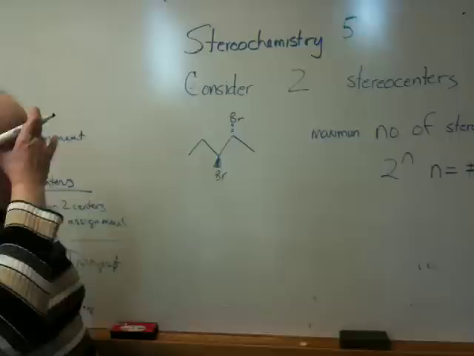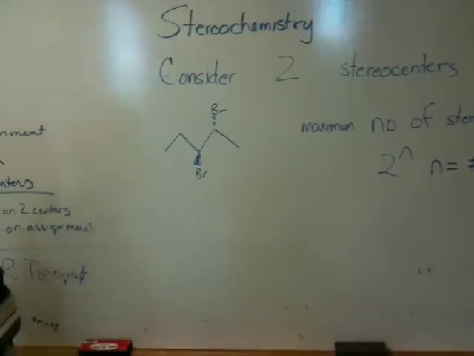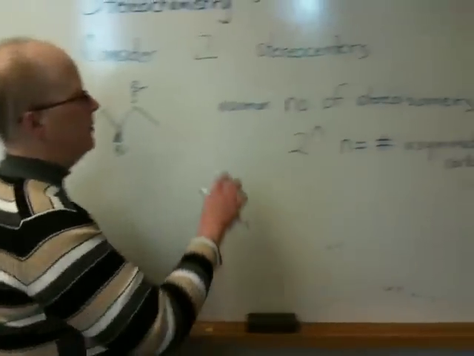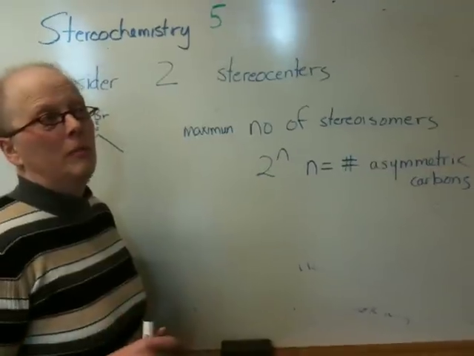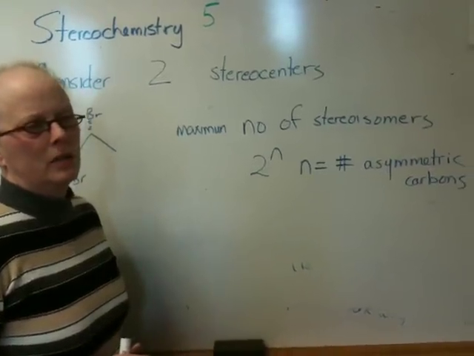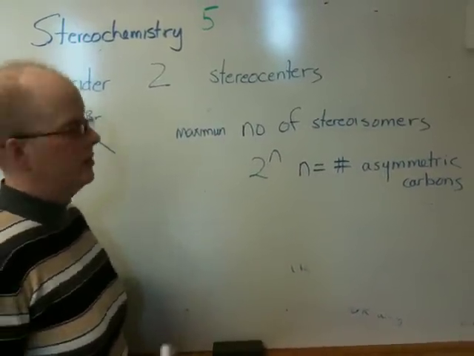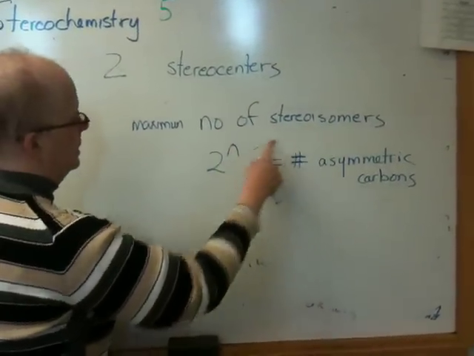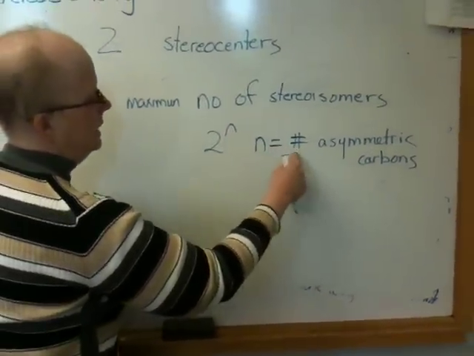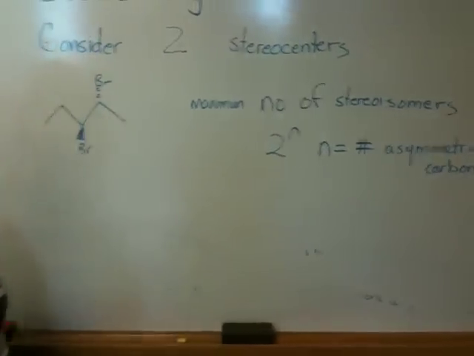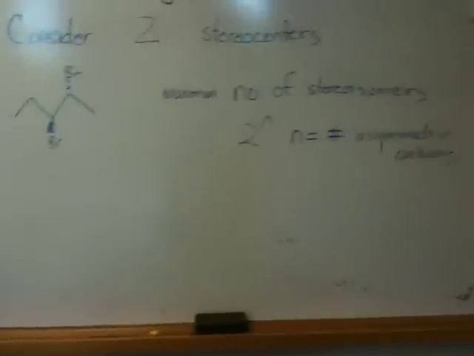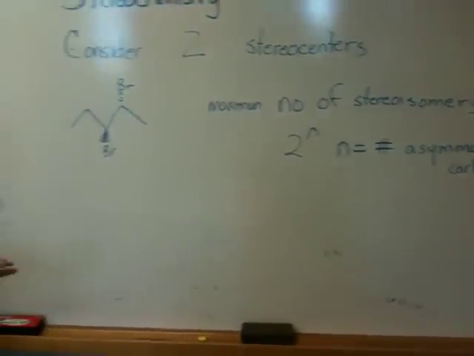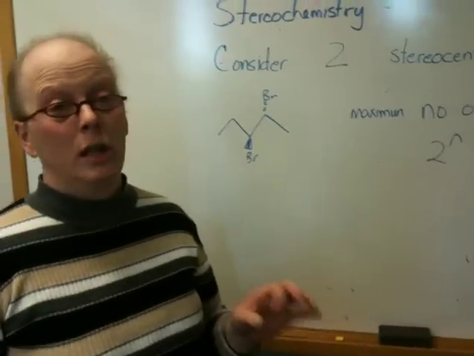In this problem, we have two stereocenters. What happens when you have two stereocenters? Natural products and organic molecules often have many stereocenters. The maximum number of stereoisomers is 2 to the n, where n equals the number of asymmetric carbons. You'll read about this in the text I'm writing along with this. This is the maximum number, not necessarily the actual number.